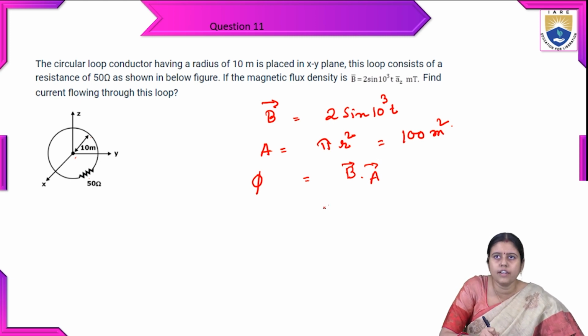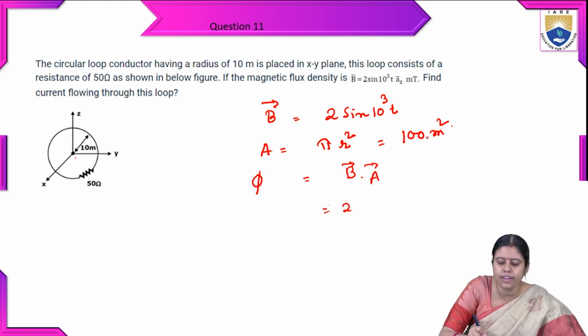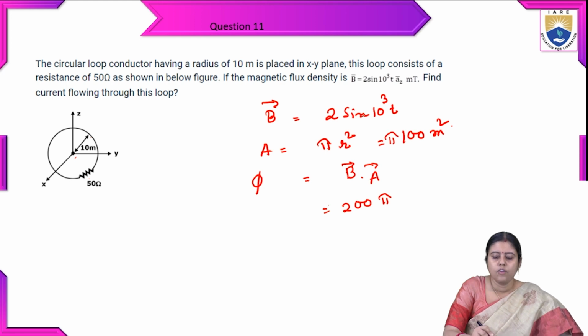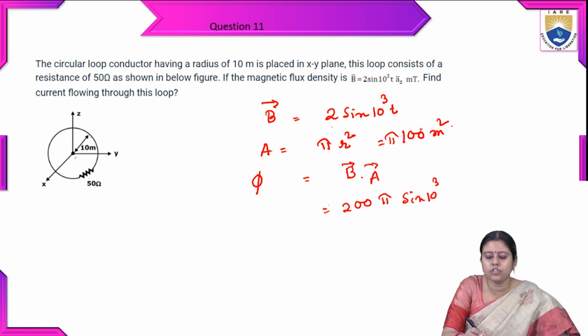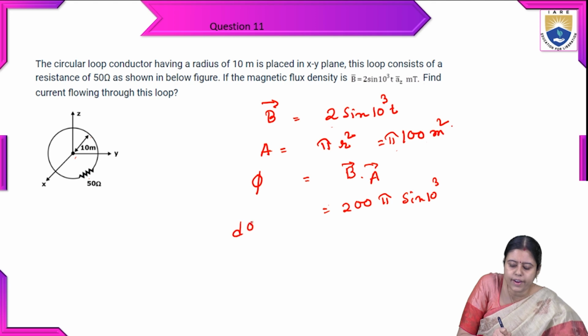So what do we got here? 200 pi r square sine 10 to the power 3 into t. The value of P is 2, so it is 100 pi. So 200 pi. So what is d phi by dt?